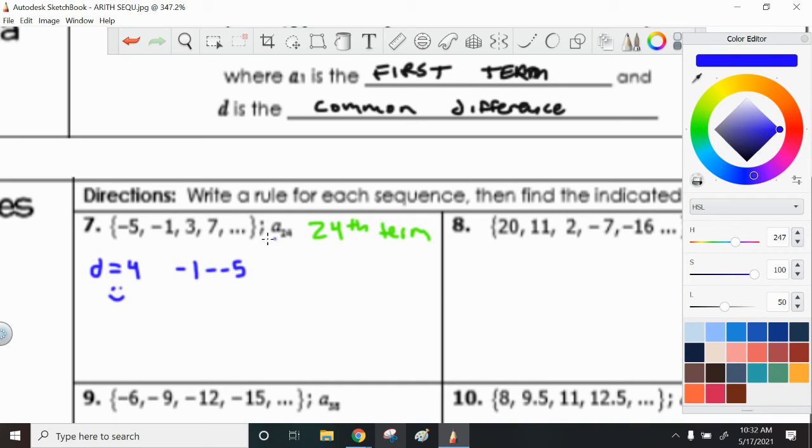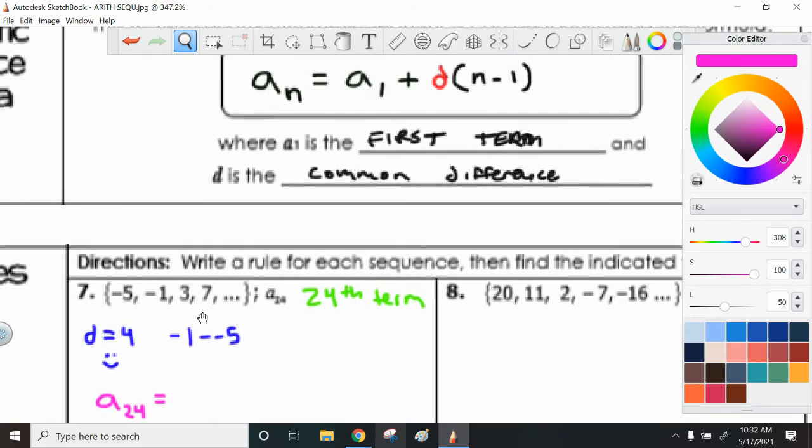So now, what is the 24th term? It's going to be a big number for sure, right? We're starting at -5. We need to add 24 minus 1, 4s. So we're going to add a whole bunch of 4s. Our formula would be AN, which is basically the term that we want. So that would be A24 is equal to, and then it would be A1.